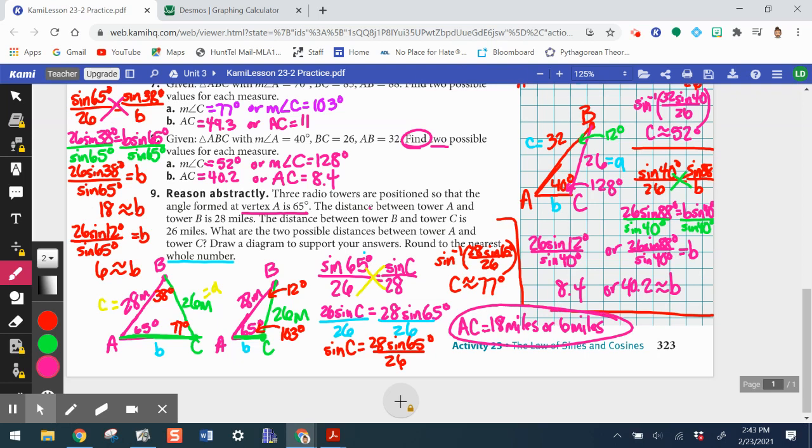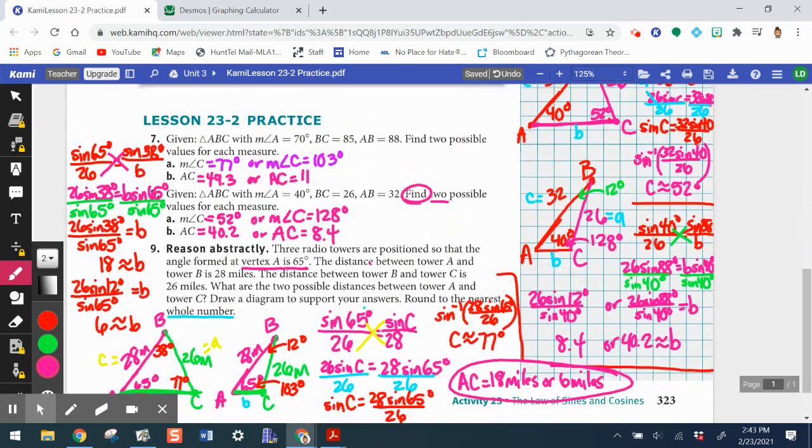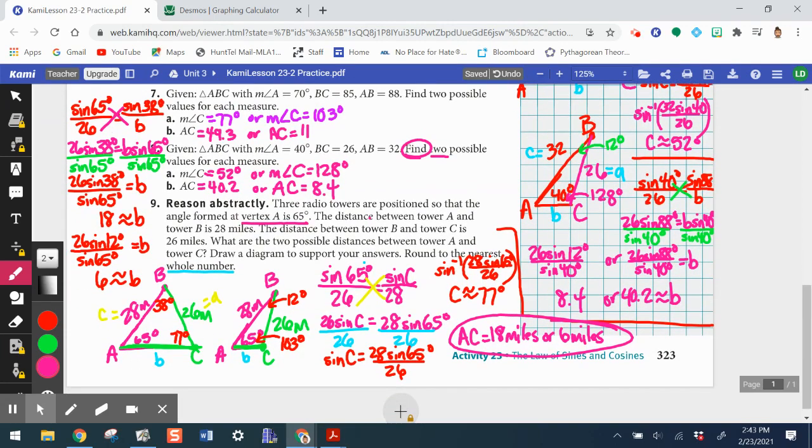So that is number 9, just putting the ambiguous case of the law of sines back into the context of the real world problem we saw at the beginning. So that is the end of lesson 23-2 practice.